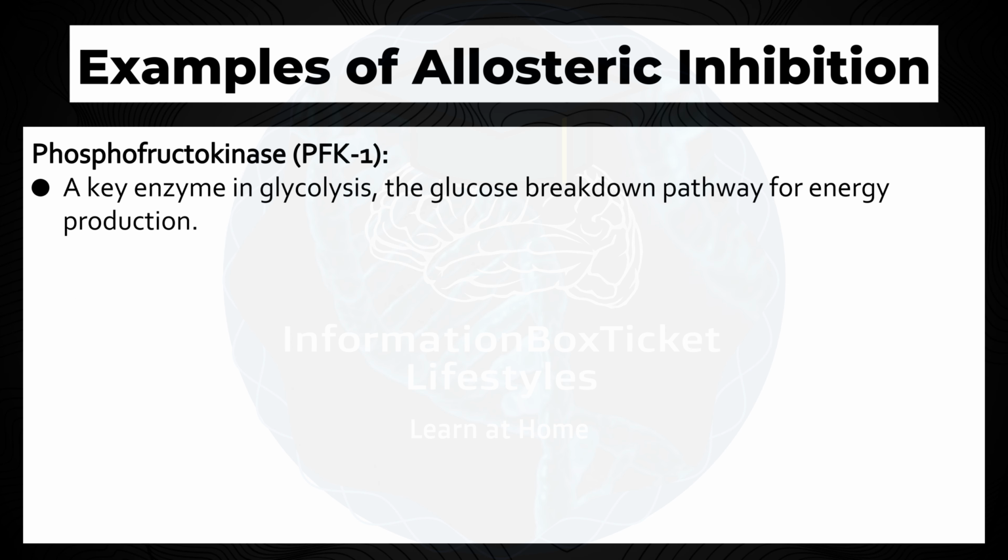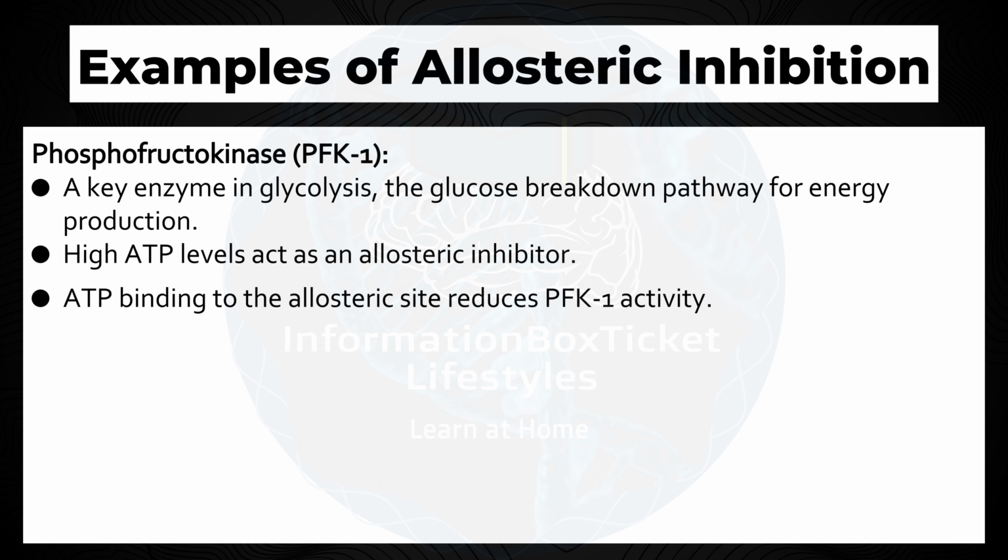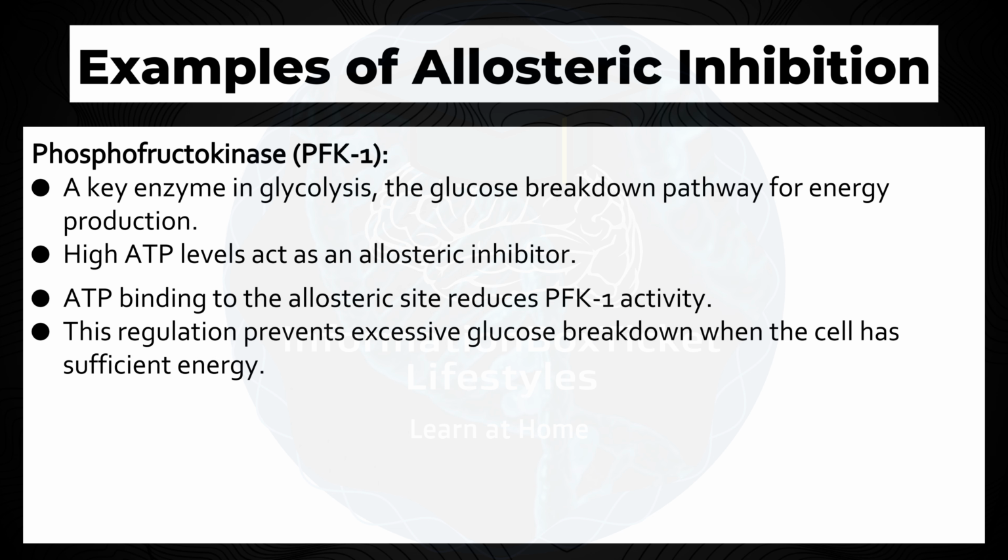Phosphofructokinase, a key enzyme in glycolysis, the glucose breakdown pathway for energy production. High ATP levels act as an allosteric inhibitor. ATP binding to the allosteric site reduces phosphofructokinase 1 activity. This regulation prevents excessive glucose breakdown when the cell has sufficient energy.